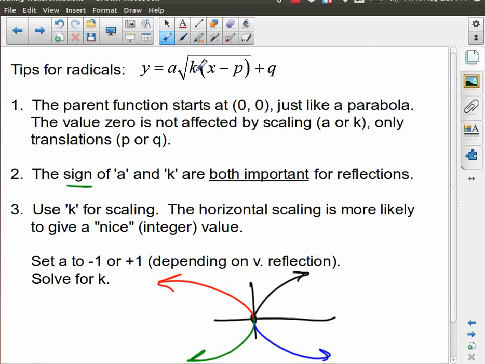All right, so I say that here. We want to use k for our scaling. The horizontal scaling is more likely to give a nice value. So we set a equal to -1 or +1, depending on whether we have a vertical reflection, and then we figure out what our k value should be from there. p and q, again, those are easy. Where has 0, 0, which is right here, been shifted to? So if you've got a radical function that looks like this, well, you know you've had a shift here of p, and you've had a shift here of q.